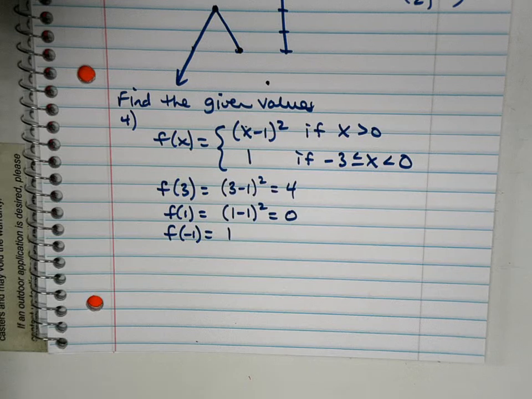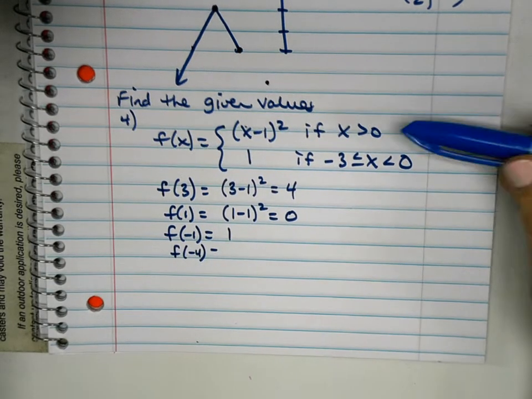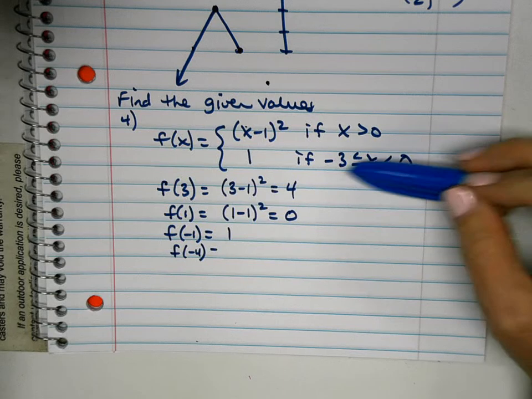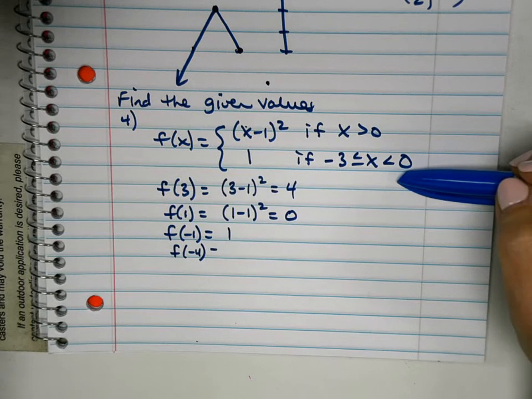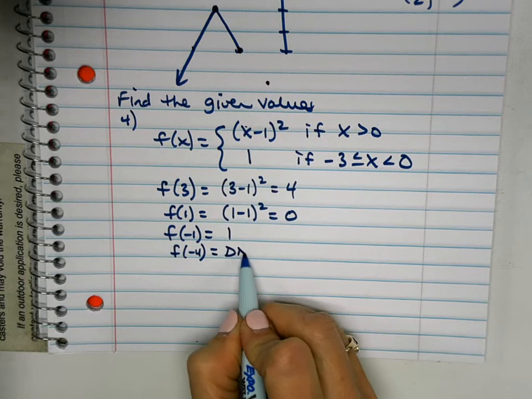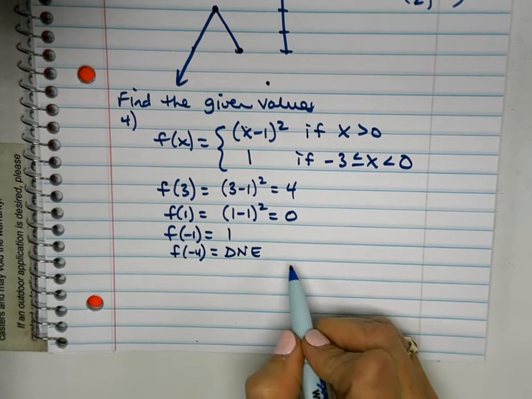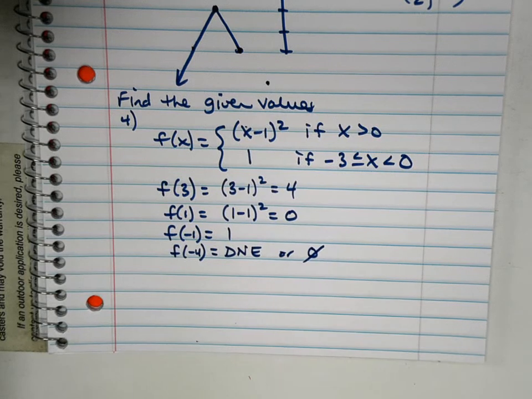What do you think the answer to that would be? Because negative 4 is not bigger than 0, and it's not between negative 3 and 0. Okay. You can either write does not exist, which is DNE, or you can put the empty set. I'll take either one. Okay.